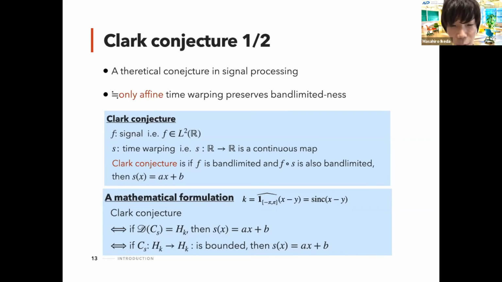And we can rephrase this as a mathematical formulation. Let K be the Fourier transform of the characteristic function on minus pi to pi. This can be expressed as the sinc function. And the Clark conjecture is equivalent to the following: if the domain of the Koopman operator is equal to the RKHS, then S is affine. Namely, if the Koopman operator on RKHS is bounded, then the original map S is affine.